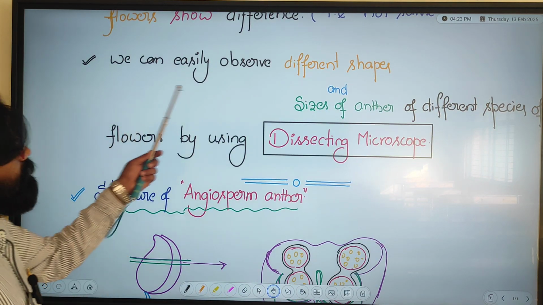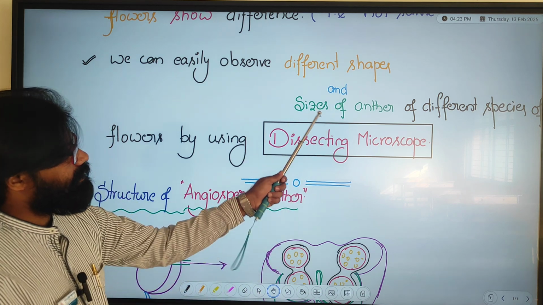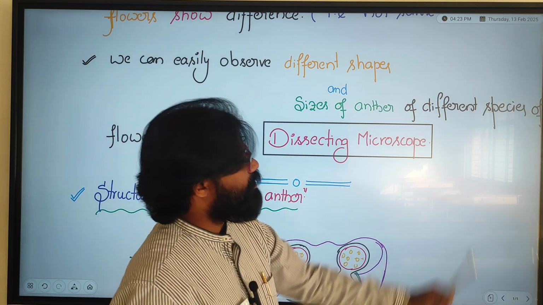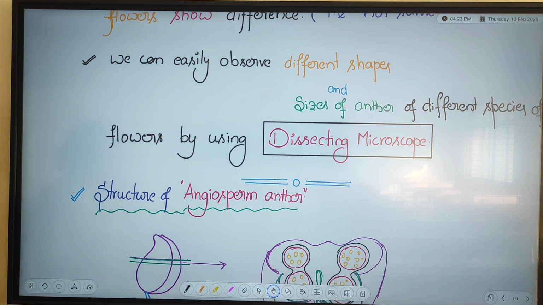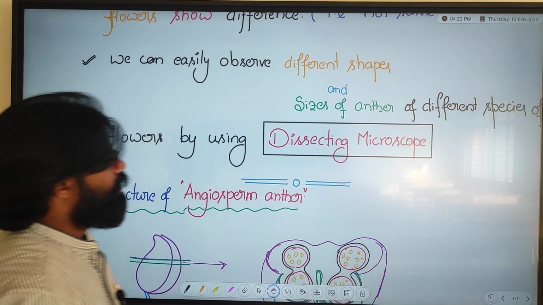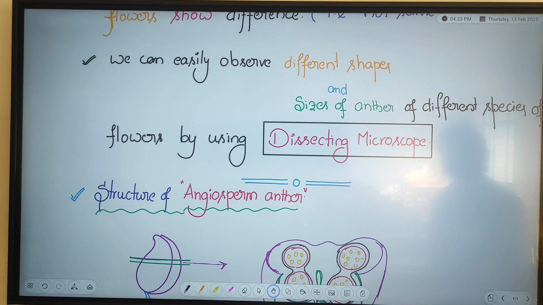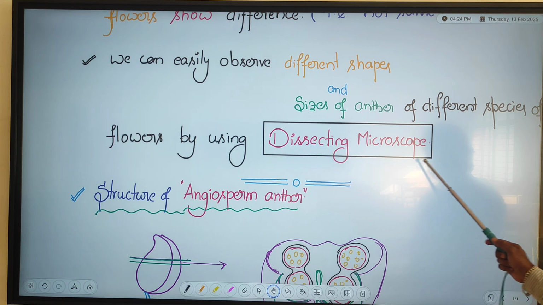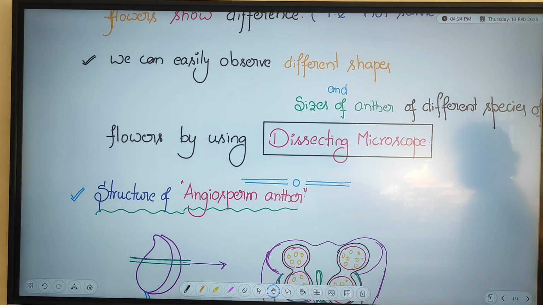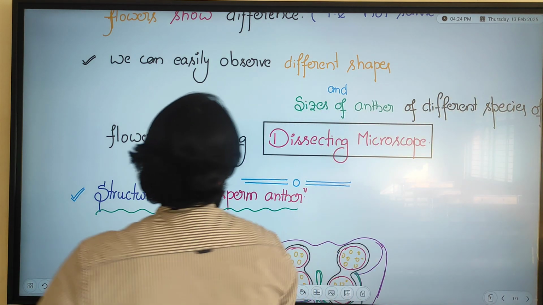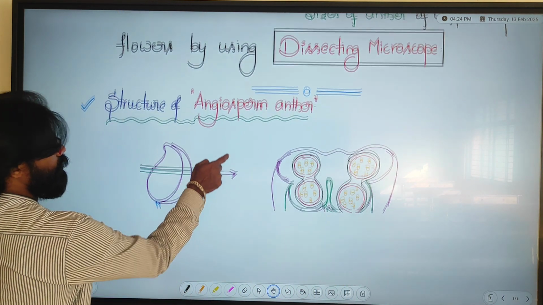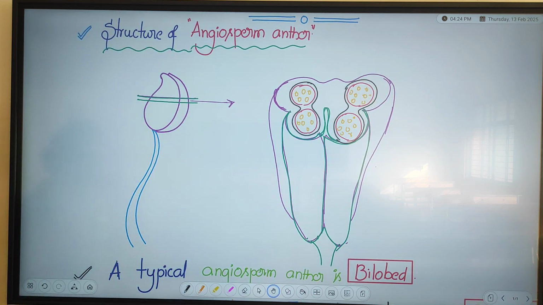So here we can easily observe different shapes and sizes of anther of different species of flowers by using one kind of microscope. There are different kinds of microscopes. How can you identify the shapes and sizes of these filaments? Immediately we can go for a dissecting microscope. This is a neat examination question for us. Dissecting microscope. Next, structure of angiosperm anther.